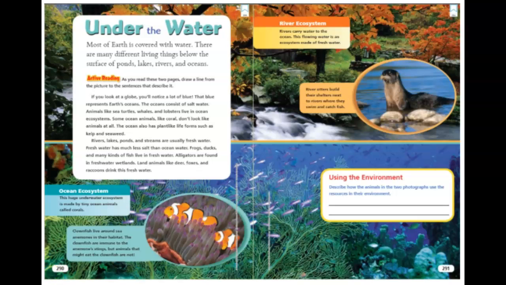Ocean ecosystem. This huge underwater ecosystem is made by tiny ocean animals called corals. Clownfish live around sea anemones in their habitat. The clownfish are immune to the anemone's stings, but animals that might eat the clownfish are not. River ecosystem. Rivers carry water to the ocean. This flowing water is an ecosystem made of fresh water. River otters build their shelters next to rivers where they swim and catch fish.